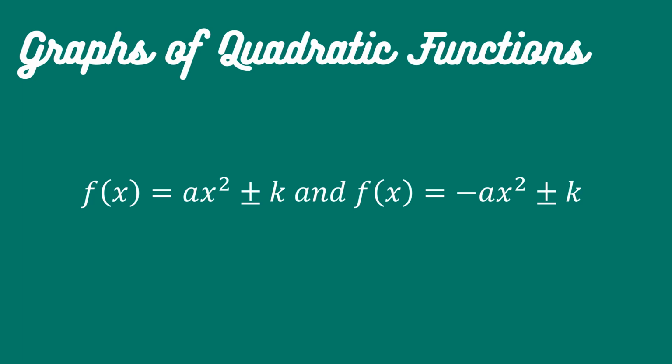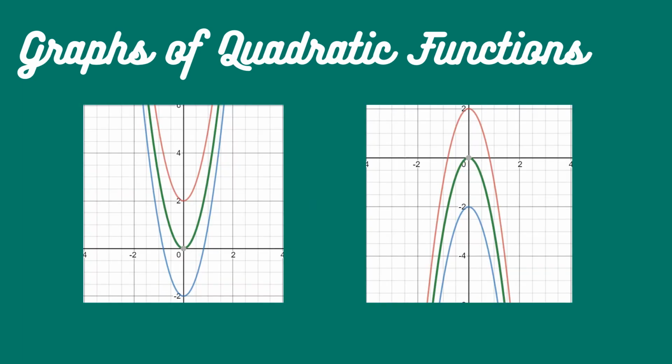Now, for the graph of our f of x, ax squared plus minus k, and f of x is equal to negative ax squared plus minus k. So, nagdagdag na tayo ng k. So, this is what it looks like. So, our original graph is the middle one. And the positive, negative k, ito yung isa sa taas at isa sa baba. Let's see in our example.